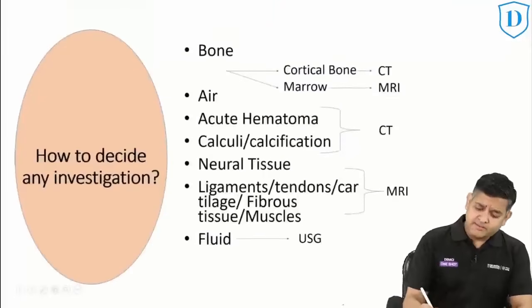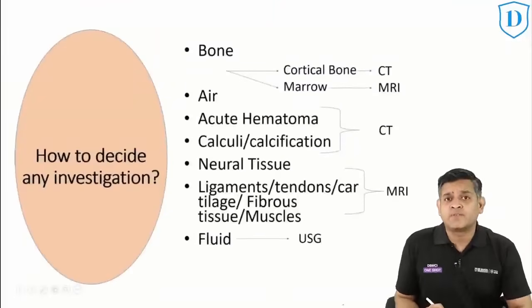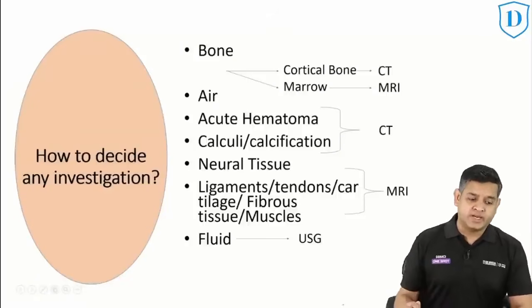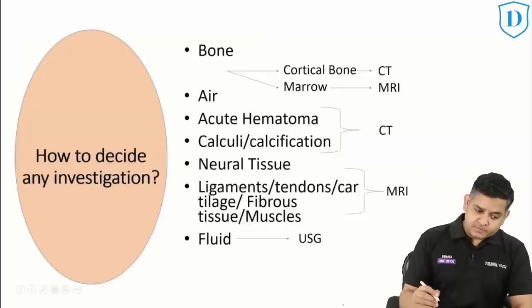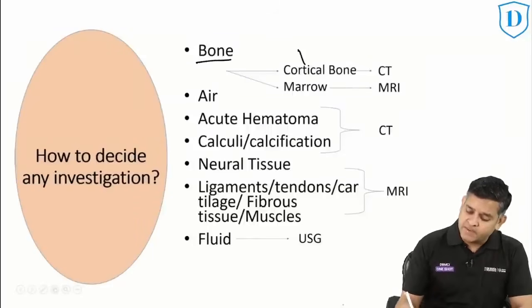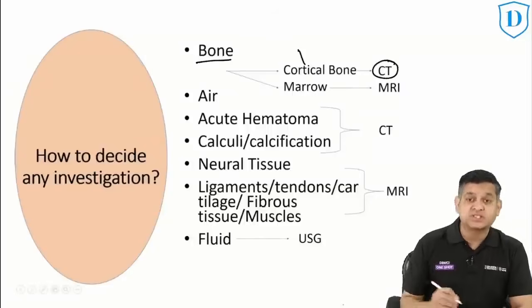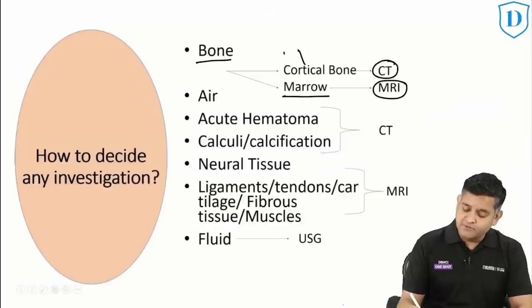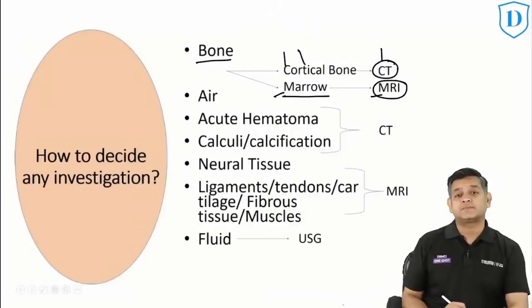Now this is my favorite slide, and I want everybody to know this. It will help you in selecting which radiological test to be done for which case. If you want to see bone, don't forget that the cortical part of the bone is better seen on CT, whereas the spongy part of the bone, which is the bone marrow, is better seen on MRI. C for cortex, C for CT; M for marrow, M for MRI.